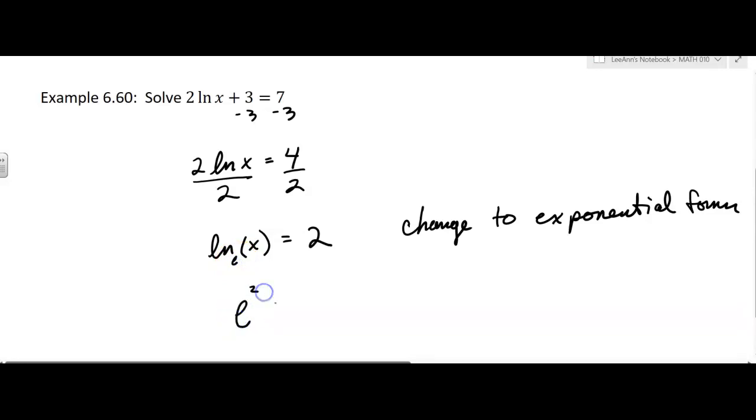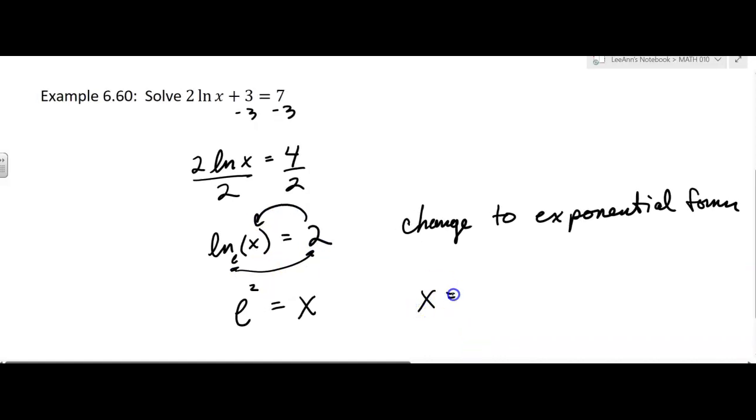e squared equals x. So the base, come over here, get the exponent, and it equals the argument. And now you've solved for x. x equals e squared. That's an exact answer. You could get a decimal approximation on a calculator.